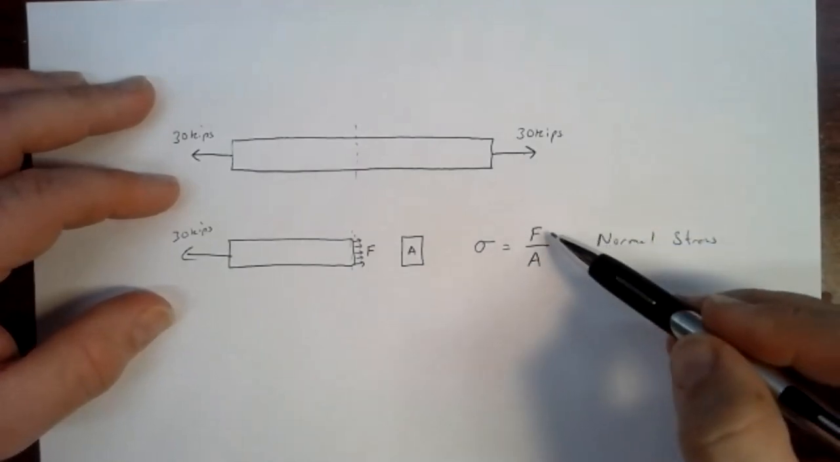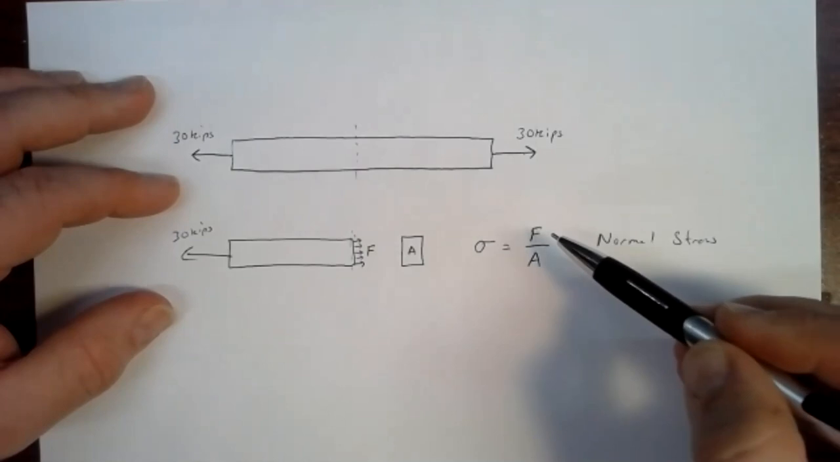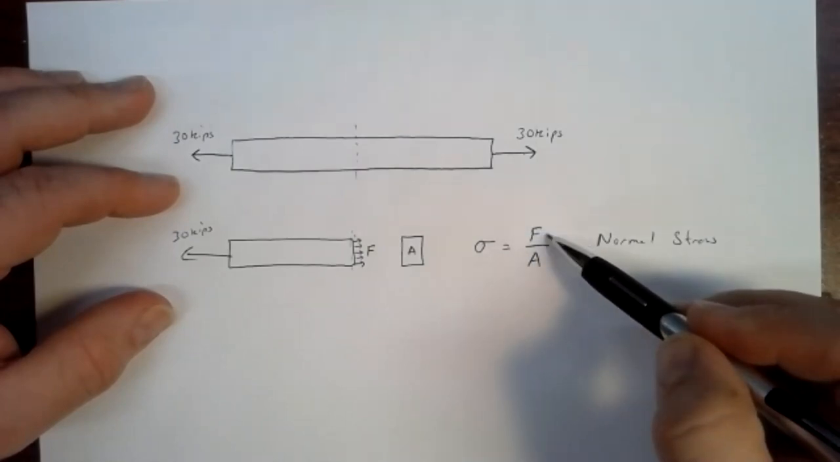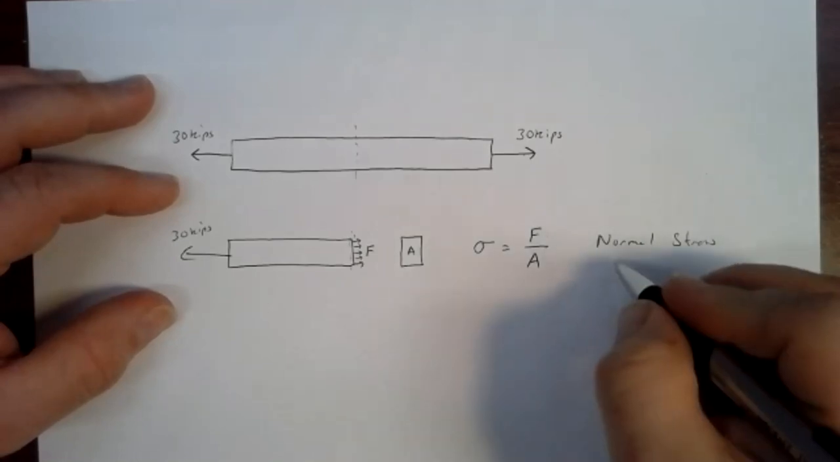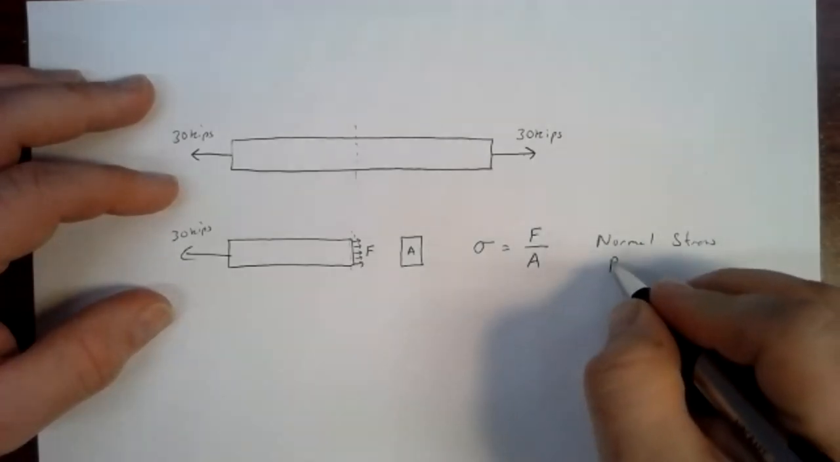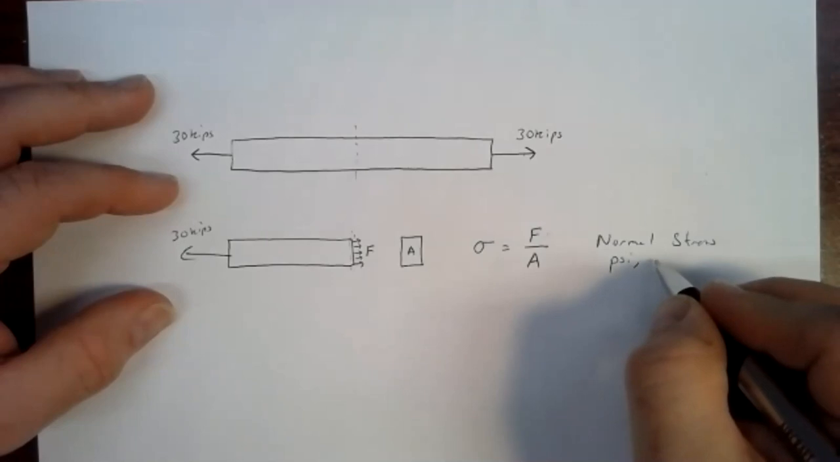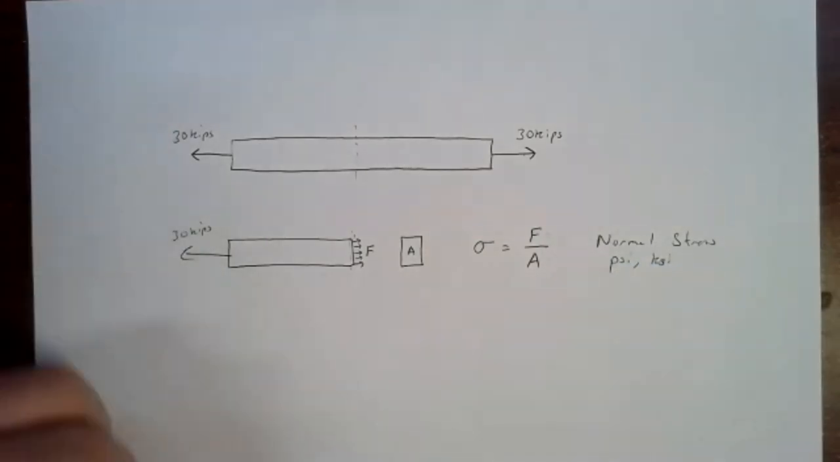Because we're dealing with typically pounds or kips of force and square inches of area, our typical units for stress are PSI or KSI, pounds per square inch or thousands of pounds per square inch.